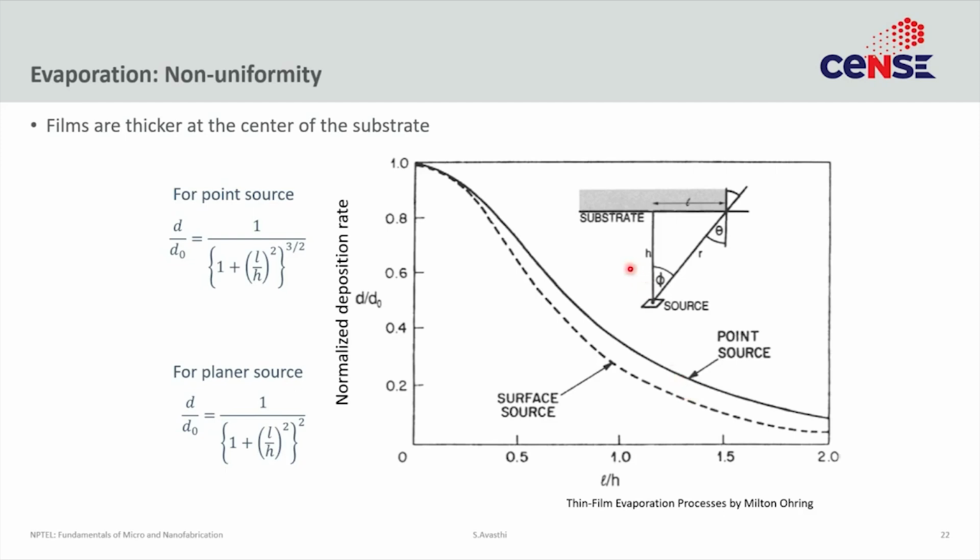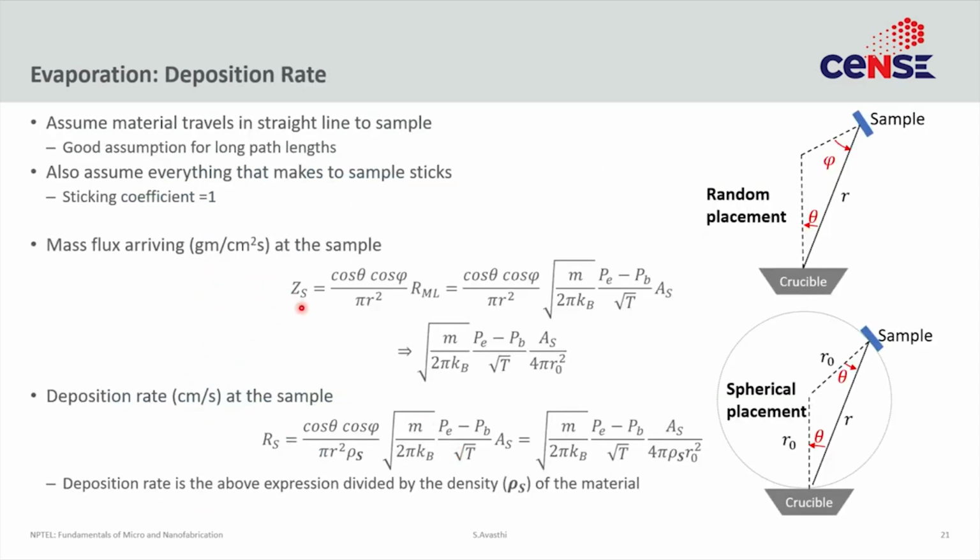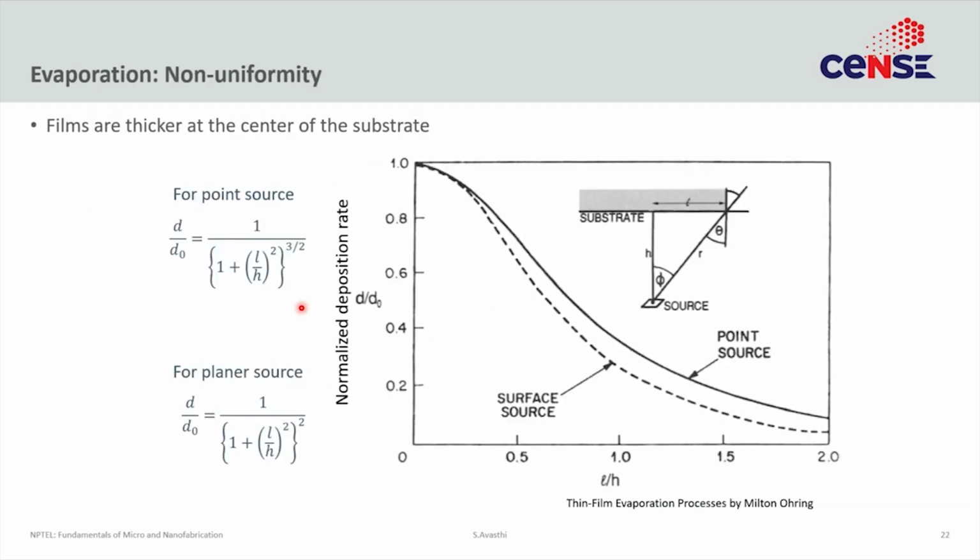If you make h very large, then for the same L, your L by h becomes very small. So by keeping the substrate farther and farther away from the source, you make it more and more uniform across the wafer. What do you lose? As you go to larger and larger R, your impingement rate keeps falling. So you lose material efficiency, you lose deposition rate, but you gain in uniformity. This is the classic optimization that any deposition has to do. Given a certain substrate size, you need a certain distance to get uniformity, but that limits your deposition rate and material efficiency.